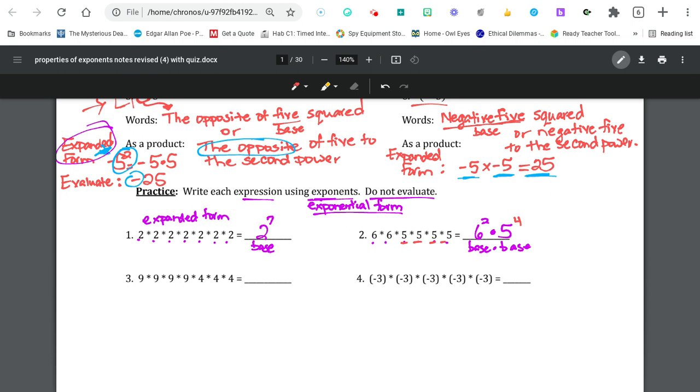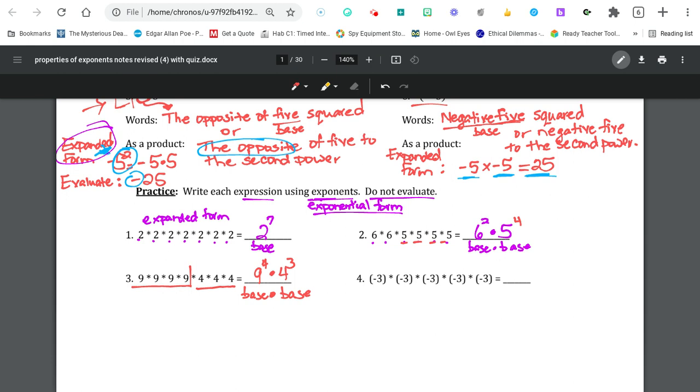All right, number 3, I also have 2 bases. One base times another one. One of those bases is a 9, and its exponent will be 9 to the 4th power, times the other base, which is a 4, and it will be 4 to the 3rd power, because I have 3 of those.